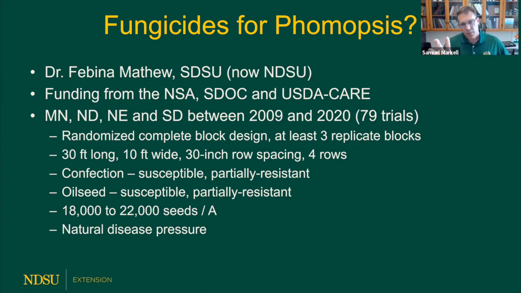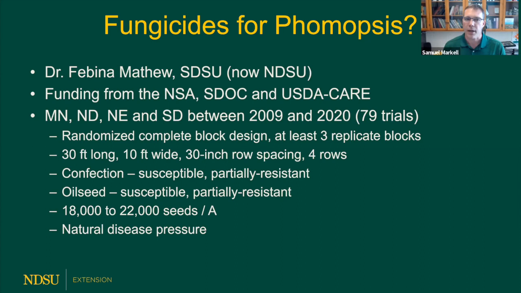The trials, there's a little bit of information here about the trials. They're all RCBDs, at least 3 replications. They're all relatively small plot work. There's a mix of confection and susceptible, mix of confection and oilseed, and a mix of susceptible and partly resistant. So there's a lot of different hybrids going on here, different genetics. Seeding rate is pretty normal, and it's natural disease pressure. So none of these were artificially inoculated.